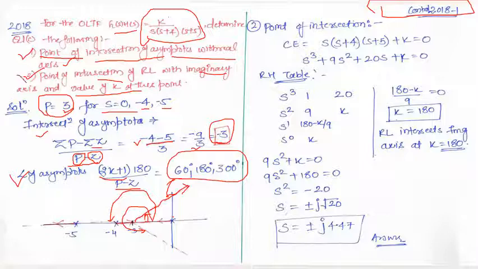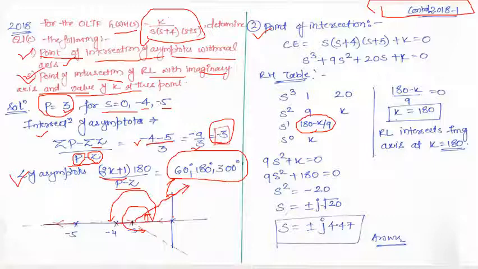Now the second part is the point of intersection of the root locus with the imaginary axis and the value of k at this point. For this you need to solve the characteristic equation, because we are looking for the roots when they will have only an imaginary part. That is possible when one of the elements of the first column of the Routh Hurwitz is 0. Based upon the value of k, we will identify how it will be done.